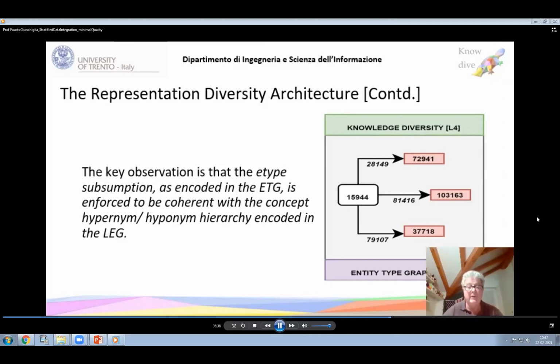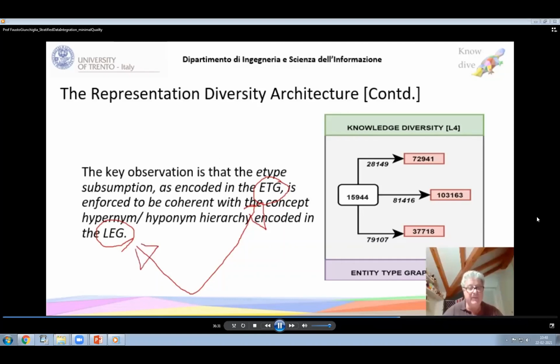Of course, we do have a constraint. In the LEG, we know that the car is a more specific entity type than vehicle. Then, when you build the properties, and therefore build what is called the ETG, it must be the case that the properties in the ETG of the car are a superset of the properties of the vehicle. Namely, we need to maintain the compatibility between the words used and what you describe.